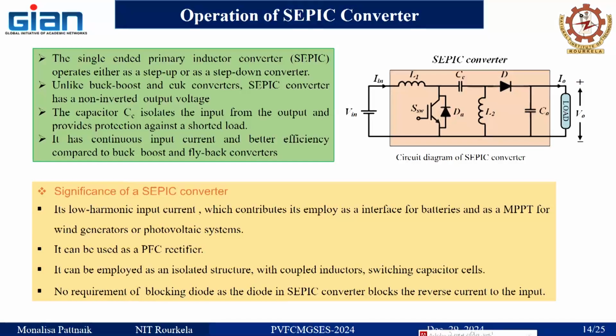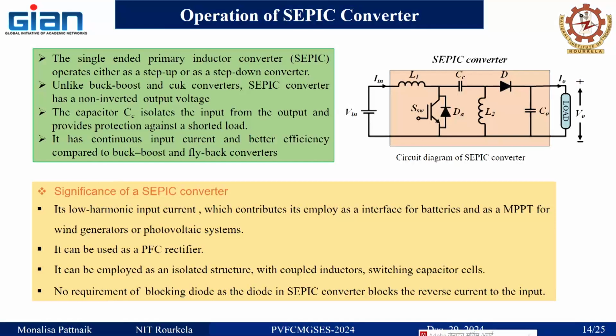Good afternoon everyone. Today I am going to explain the simulation of the P&O MPPT controller using a SEPIC converter for a PV system. As we know, the buck converter will buck the voltage, the boost will boost the voltage, but in buck boost we can use both stepping up and stepping down. But the disadvantage of the buck boost converter is that we get an inverted output voltage compared to the input. To avoid that, we go for the SEPIC converter.